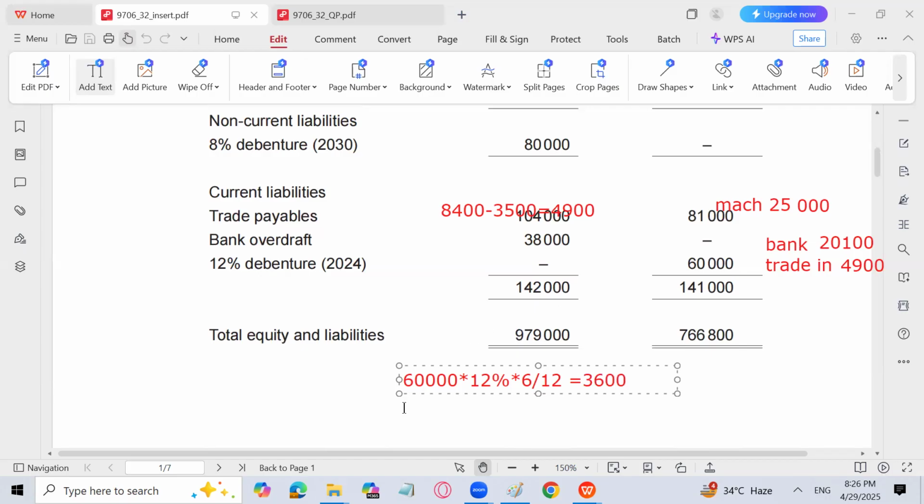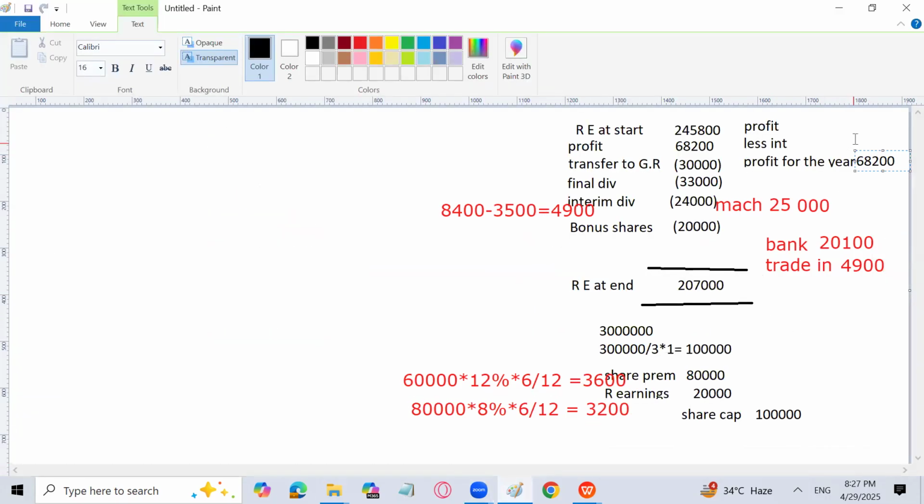Next, the 80,000 debentures were issued on 1st July. So you will pay interest at the rate of 8%, because on those debentures the interest rate is 8%, into 6/12 for 6 months. That is going to be 3,200. So the total of these two will be our total debenture interest expense for the year. And that is going to be how much? 6,800, if I'm not wrong. So I will write here 6,800 in bracket.